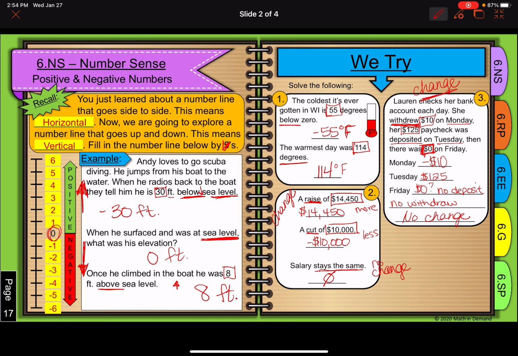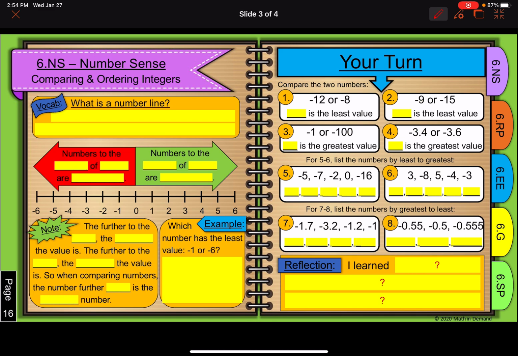All right, we're going to take the next step here. We're going to take a look at how to compare and order integers. And we are going to take it one step further. We do have a couple of problems here that have some decimals in them. So we're going to look at some rational numbers. The main focus is the integers though.